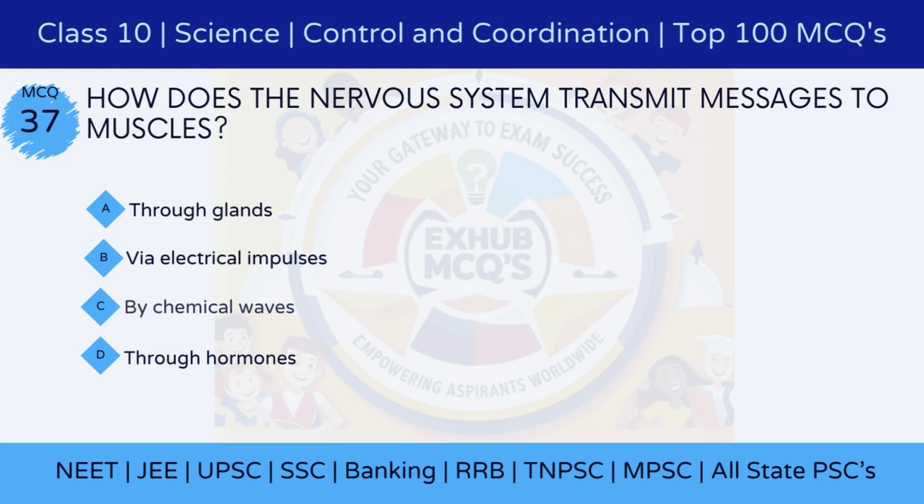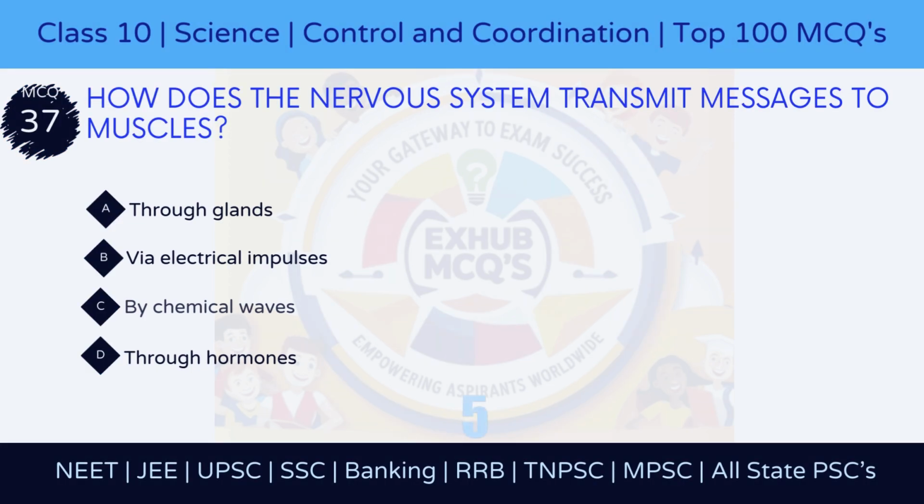MCQ 37. How does the nervous system transmit messages to muscles? Option A, through glands. Option B, via electrical impulses. Option C, by chemical waves. Option D, through hormones.